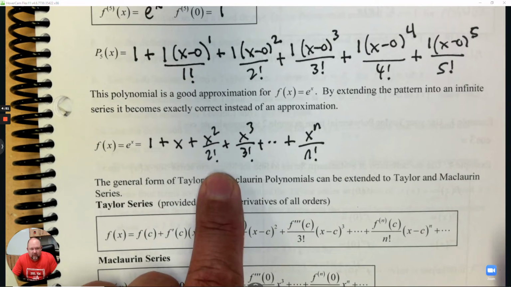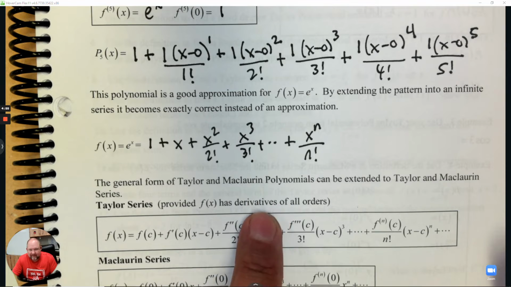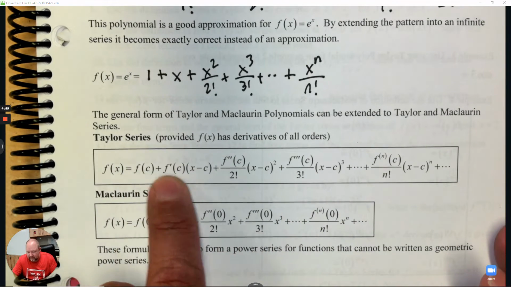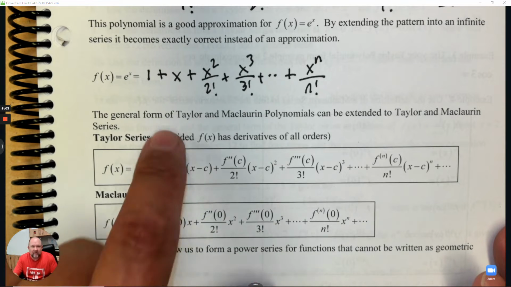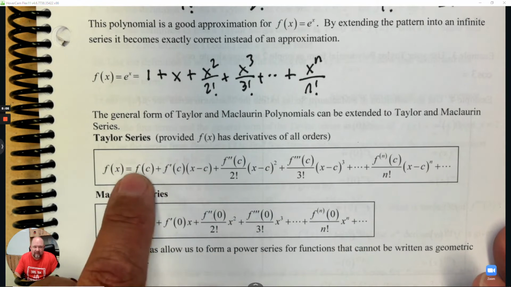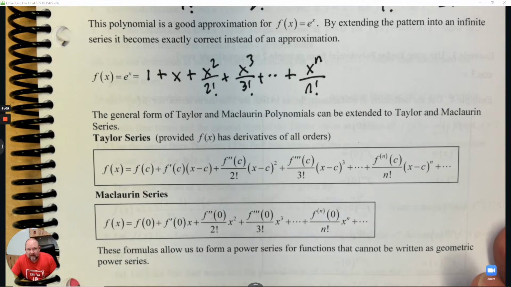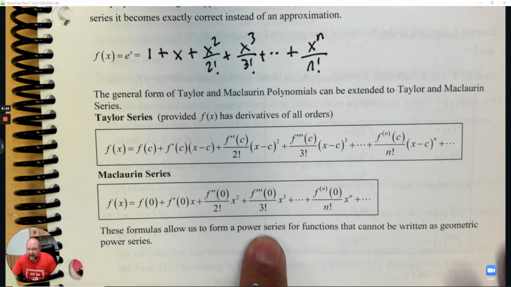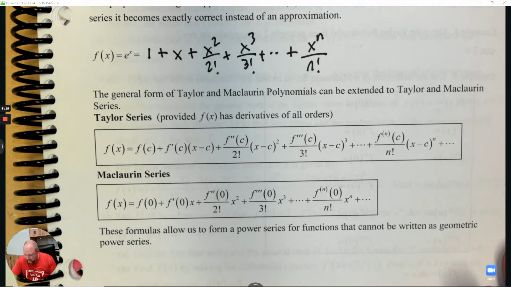The general form of a Taylor and Maclaurin polynomial can be extended to Taylor and Maclaurin series. So here we have a series, and you can see they're the same, except this c value is just 0 as we go across. These formulas allow us to form a power series for functions that cannot be written as geometric power series.